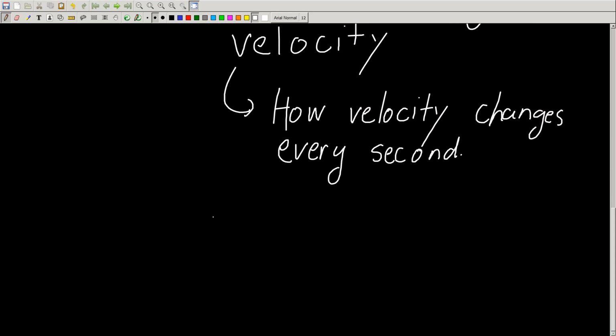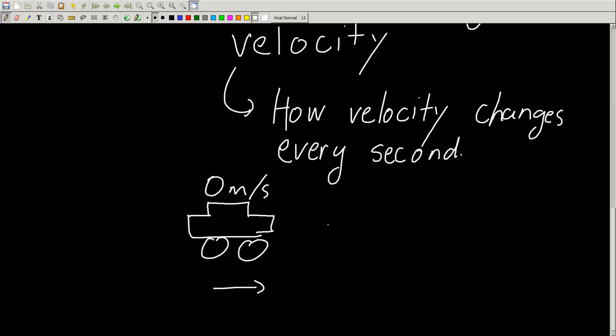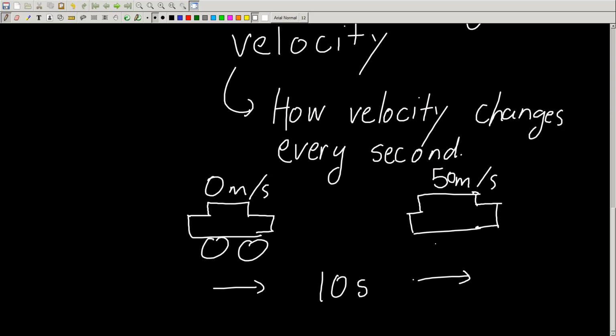So, if I am in a vehicle, this is supposed to be a vehicle, and I start from rest, meaning I have zero speed or velocity going forward, and I speed up to about 5 meters per second, and I do this process in, actually that's a very small speed, let's say 50 meters per second, still whatever, okay, 50 meters per second, and I do it over a span of, let's say, 10 seconds.